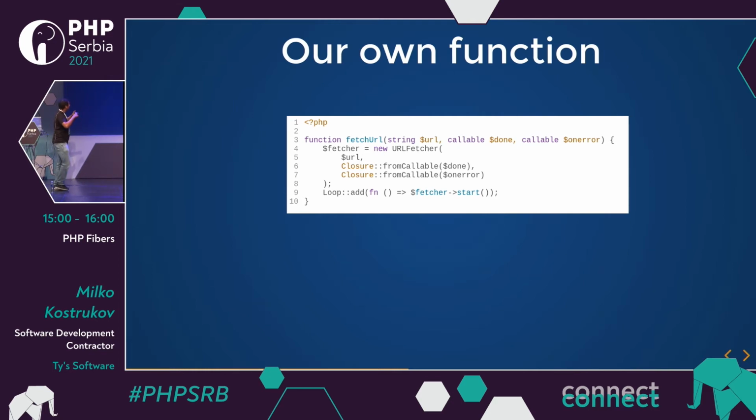Okay, we're getting there. So now we're going to refactor our own function again. And this time it's going to be like this. We're going to create the new URL fetcher. First we're going to add some callbacks here. So except for the URL, we're going to have a callback for when we're done, and a callback for when an error occurs. We're going to instantiate the fetcher, and we're going to pass in the done and on error. The reason I'm calling the closure from callable is because we cannot hint a callable, but we can hint properties as closures, but we need to transform the callable into a closure. So yeah, it's just a PHP thing. And once we create the URL fetcher, we're going to add a function to the loop that's going to call the start method. So essentially, this doesn't do much. Until we call run on the loop, nothing happens. We just stack functions.